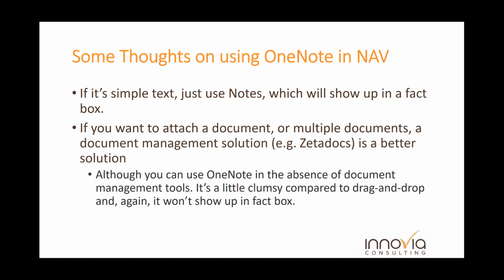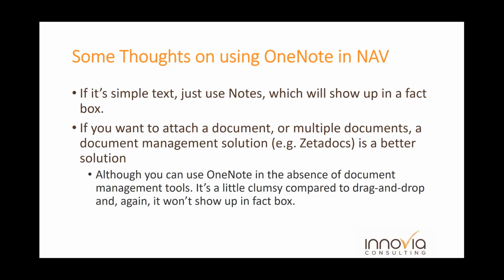I would say if you're just using simple text, use notes. It'll show up in the fact box. It's a functionality in NAV and it's easy to use. If it's just a plain text note, like make sure you call this person, or there was a question about X or Y or Z, or some additional information about a vendor invoice, just use notes.